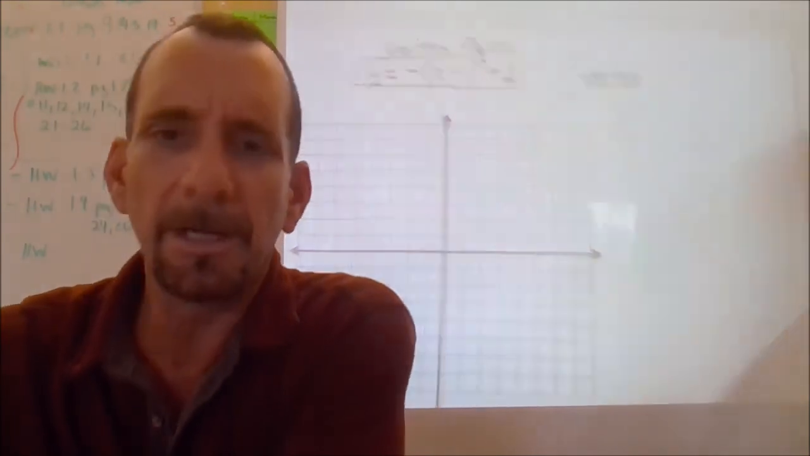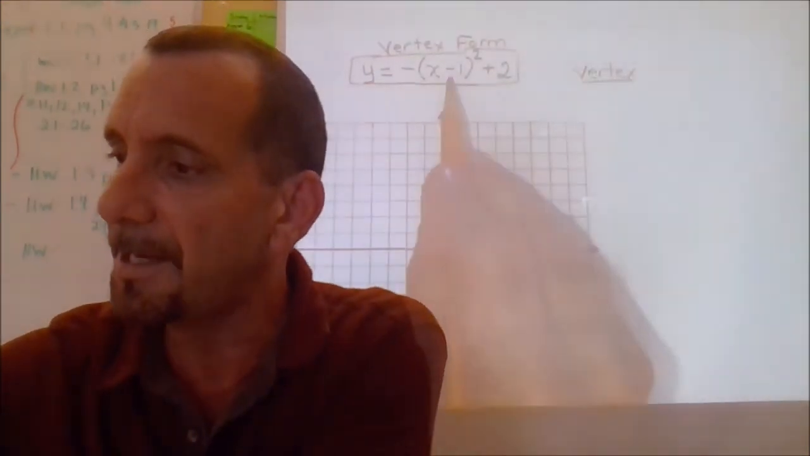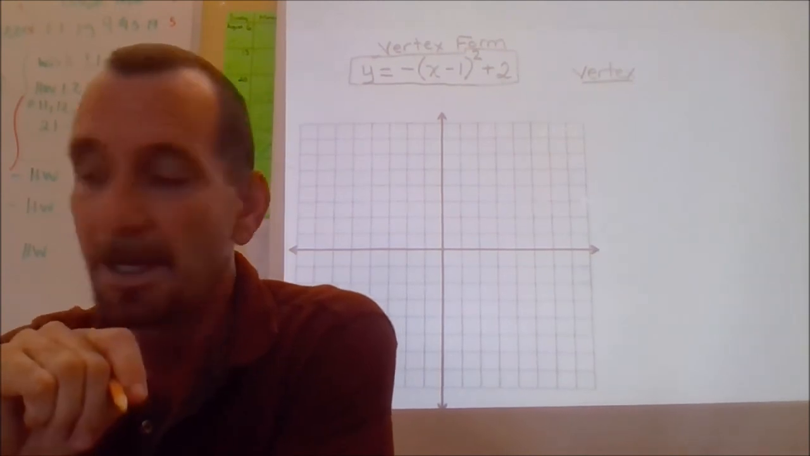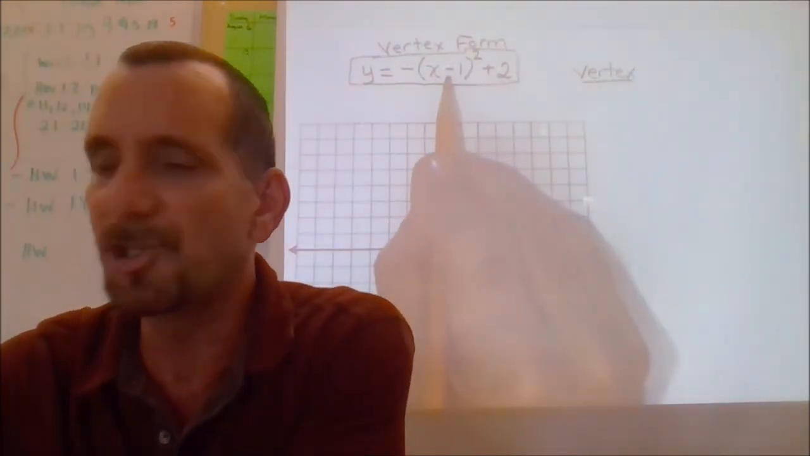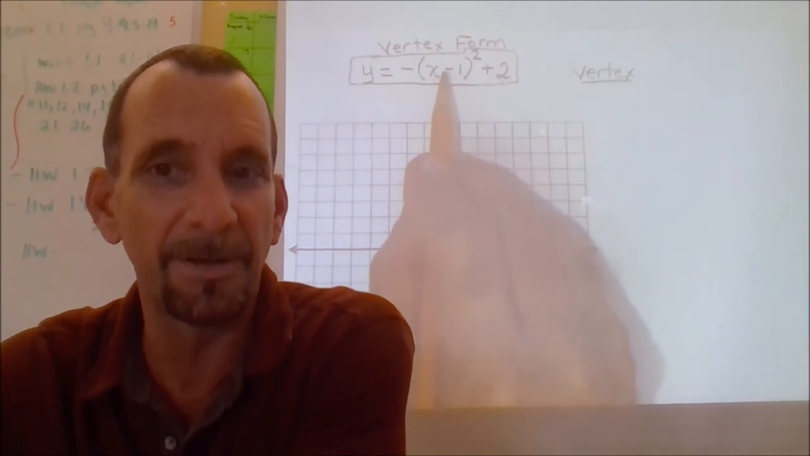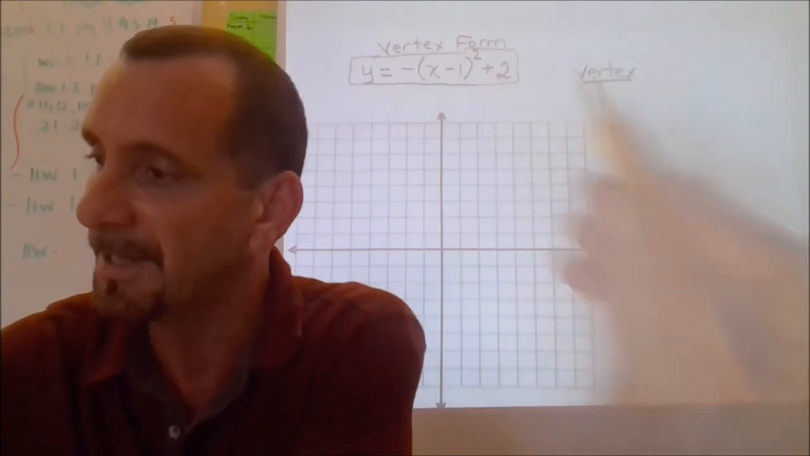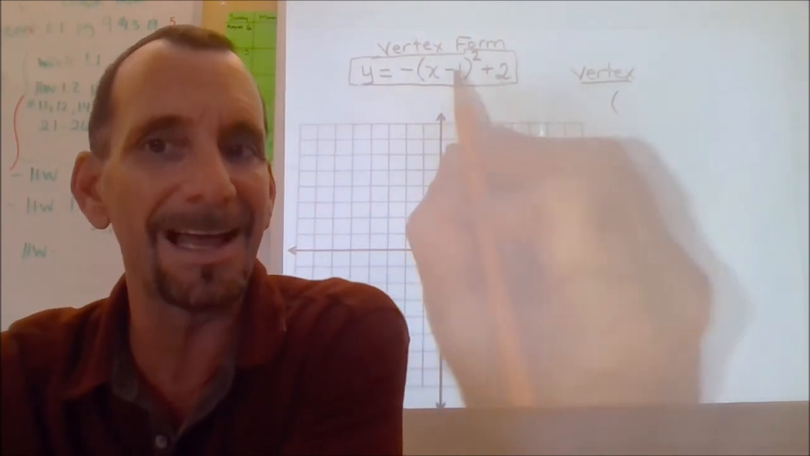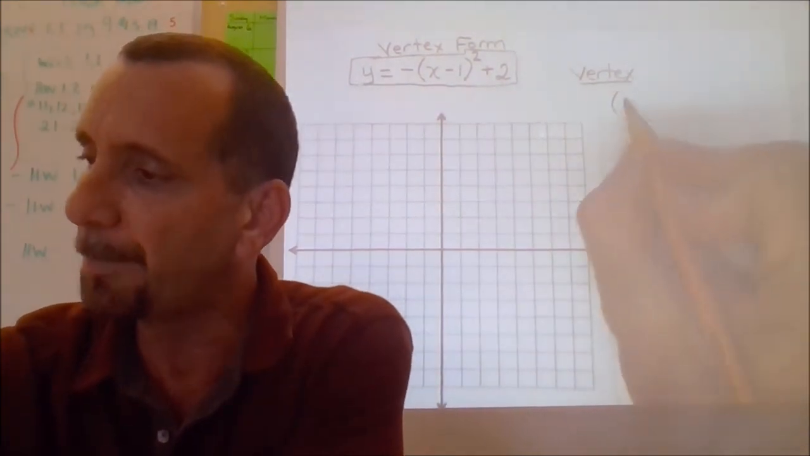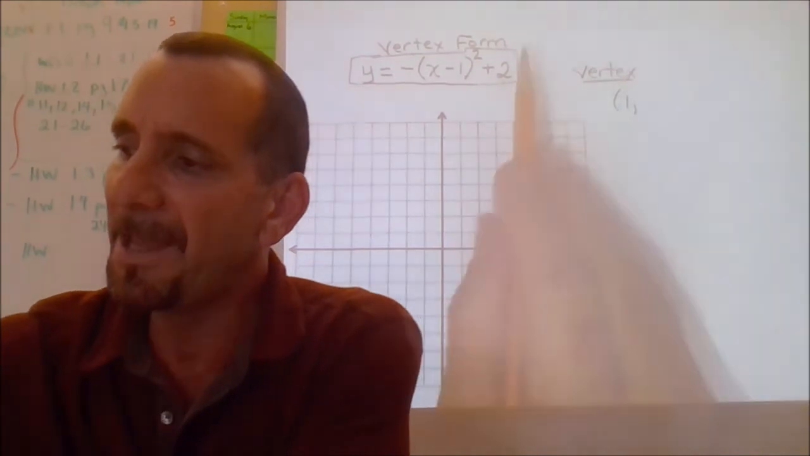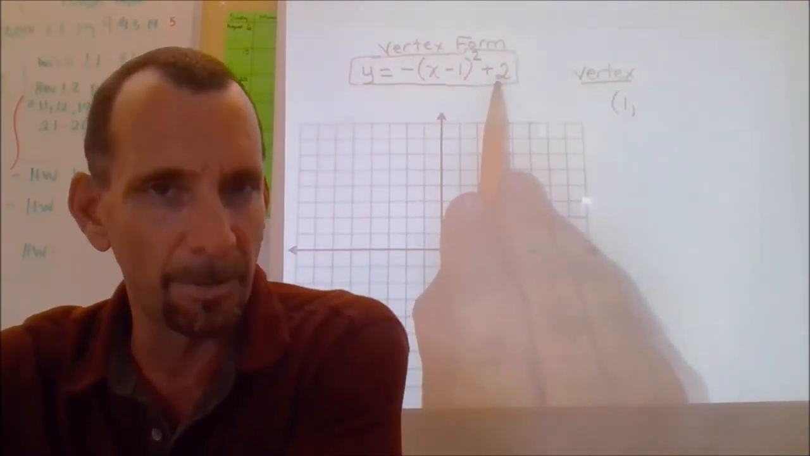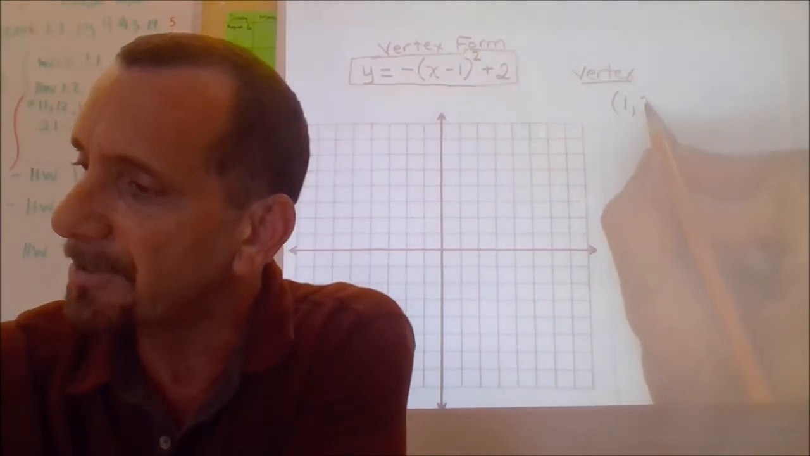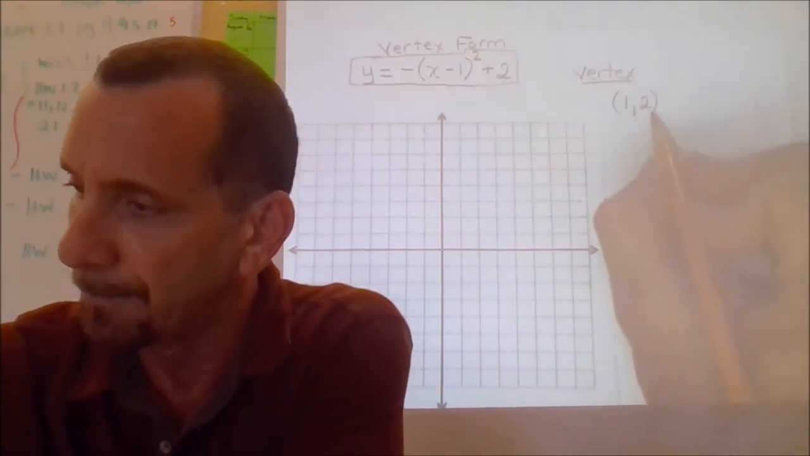Now you might think, oh, the vertex is -1, 2. But it's not. It's close. But remember, we're going to change the sign of the term in the parentheses. And so my x-coordinate of my vertex is not -1, but it's +1. And then I'm just going to leave this sign alone because that's a shift up from the parent function. I'm going to say my vertex is at 1, 2.